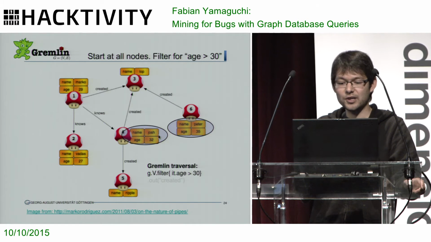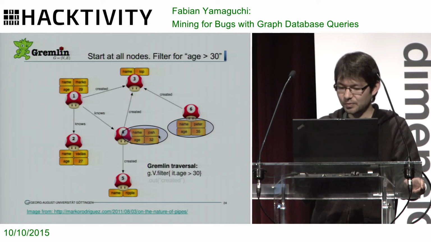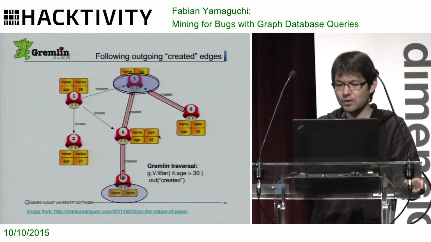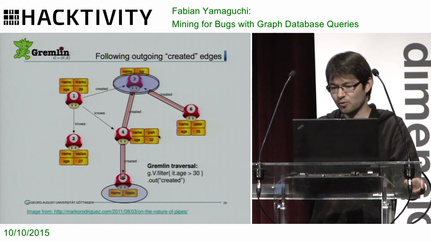So Peter and Josh are both over 30, right? And now we start at those, and we then follow all the created links, and we stop at the things that they've created, and this will be returned.